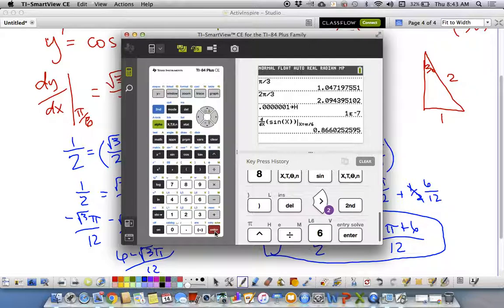Wait, so does that equal square root of 3? Wait, what did you get? It does. Oh, that's 0.86. Samesies.